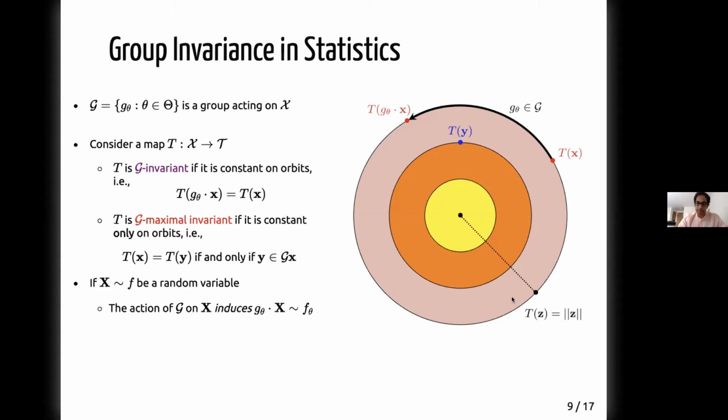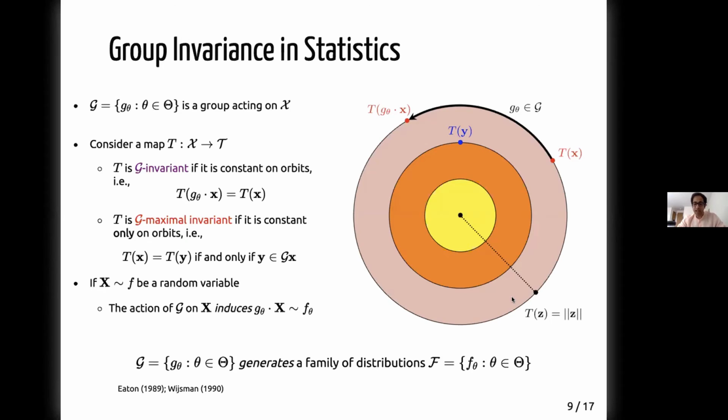The basic idea of group invariance in statistics is that if we're given some pivotal random variable X, then the action of the elements of the group on this random variable induces a family of random variables whose distributions now depend on the parameter that parameterizes the elements of the group, and so we get a family of probability distributions.